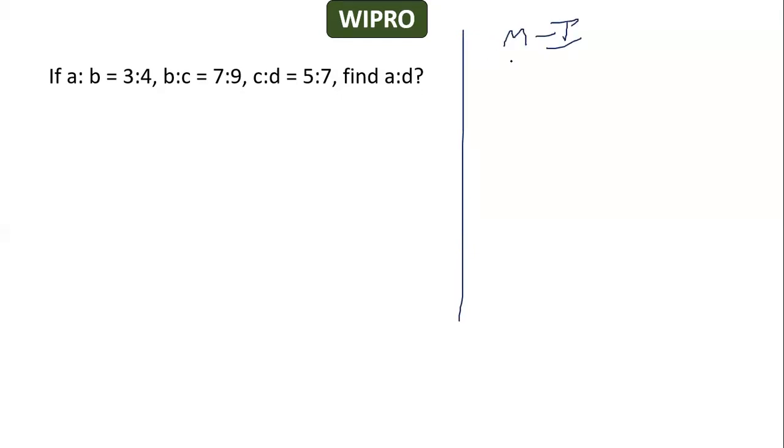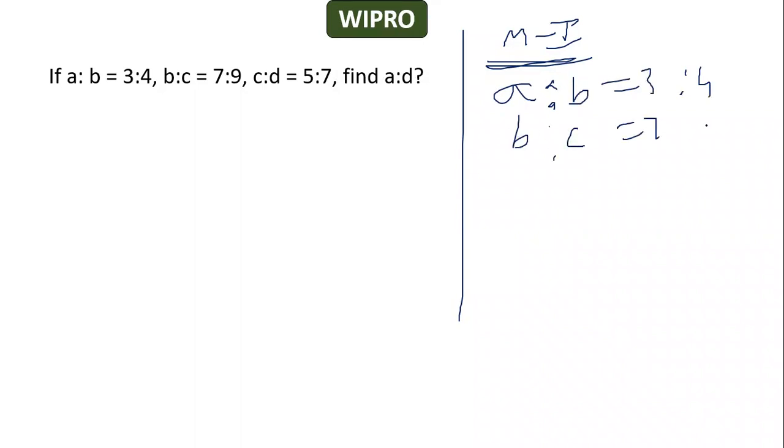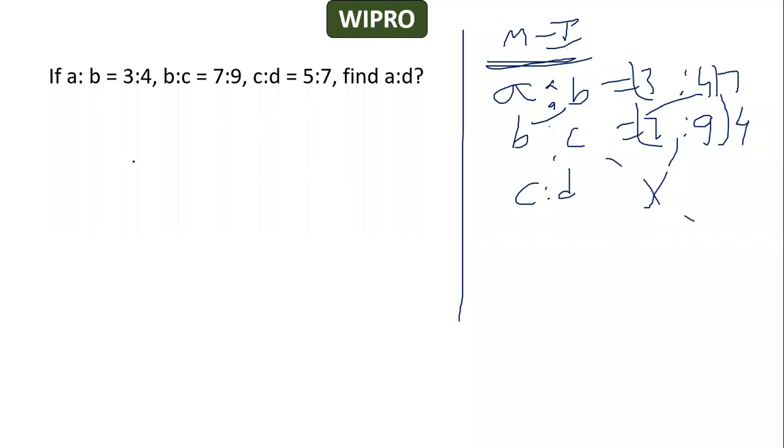Guys, in method one, for any of these questions, what you have to do is equate the B value. Just note down like this: 3, 4, B, C, 7, 9. Here the value of B is the same. You have to equate the B value by multiplying with 7 and by multiplying with 4. If there are only two options, again C is to D, you have to repeat this process. But I will give you an easy method for this. If you want to calculate the first and last, don't follow this method, guys. Follow my method.